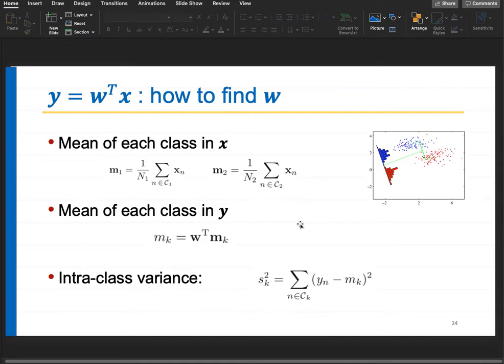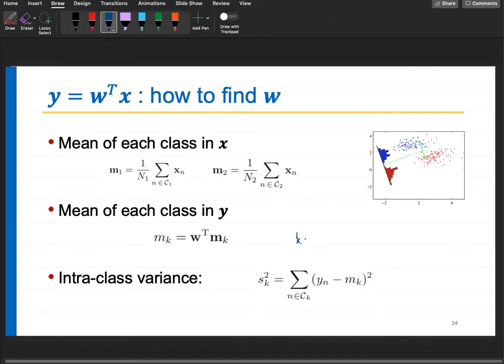So let us define some certain quantities. The mean of each class is M1 and M2. We have two classes, the binary classification case. M1 and M2 are the means of data of the two classes in the original space, in the two-dimensional space, right? So the mean of each class in X is the original space, and Y is the projected space. Let us say now M_K, or without bold M, M1, M2, K is 1 and 2. Okay, let me write it down.